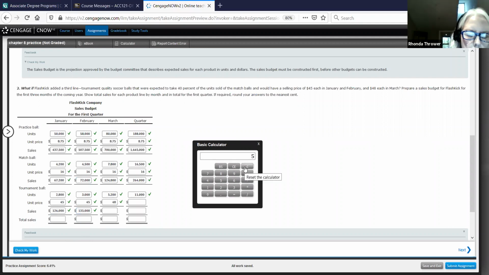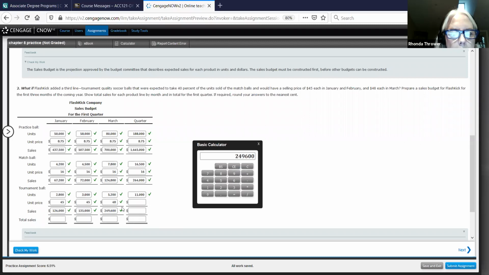And then 5,200 times 48 was 249,600. Okay, and once I know what my total sales are for each of the months, add them together to find the total sales for the quarter.